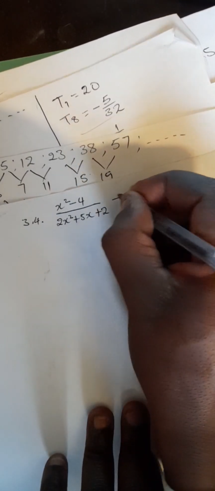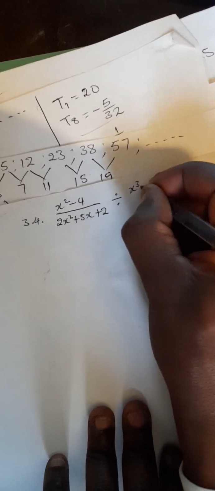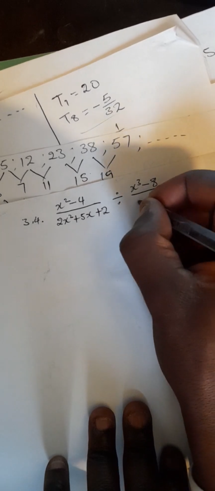Okay, let's do 3.4. 3.4 says simplify the following fully. x squared minus 4 divided by 2x squared plus 5x plus 2, divided by x cubed minus 8, 6x plus 3.